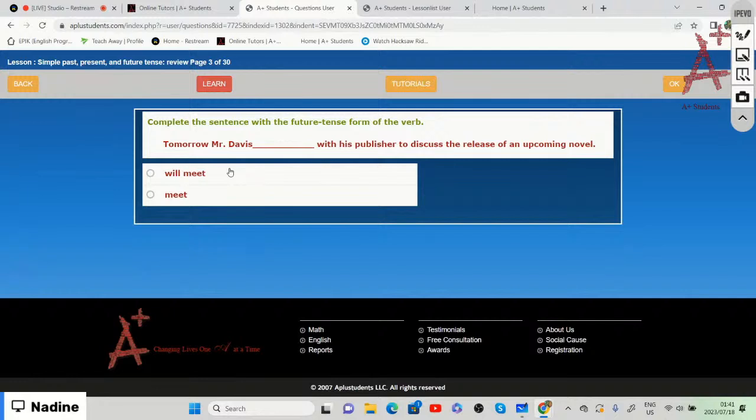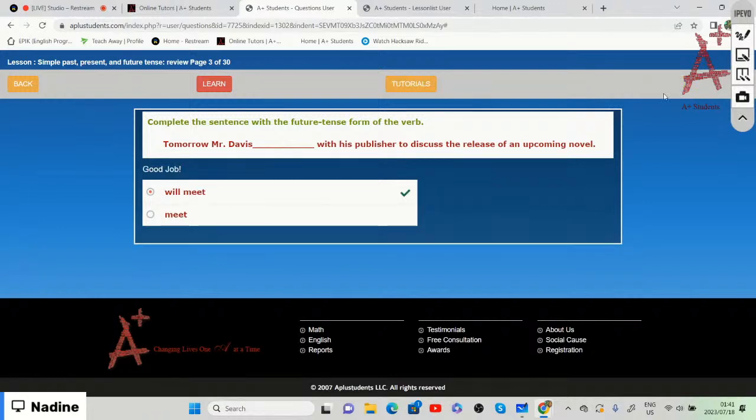And once again, future tense forms of verbs show something that must still happen or is going to happen, which means that we need to add will. So we will say will meet with his publisher.